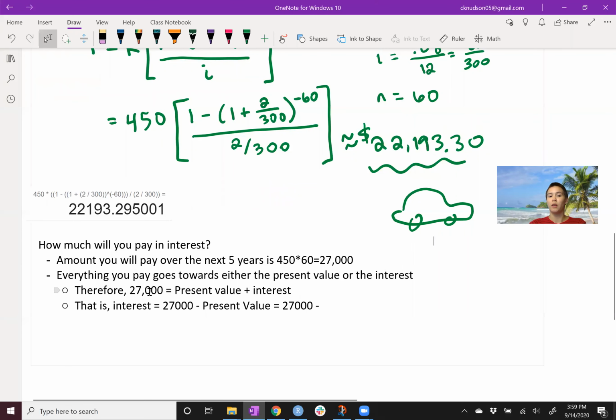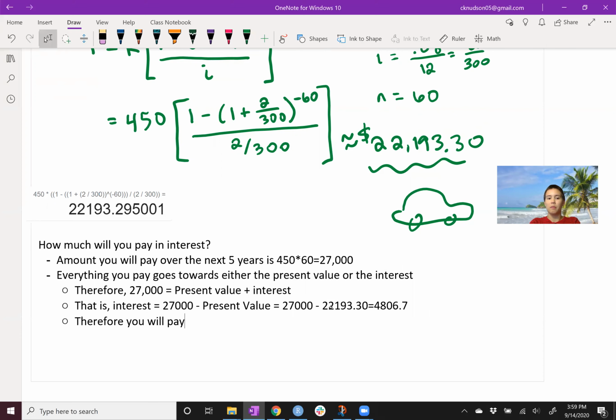So we know the present value of the car is $22,193.30. That means that the interest you're paying is $4,806.70. So this is the amount of interest you pay. Okay, so during the course of this 5-year loan, you will end up paying nearly $5,000 in interest.